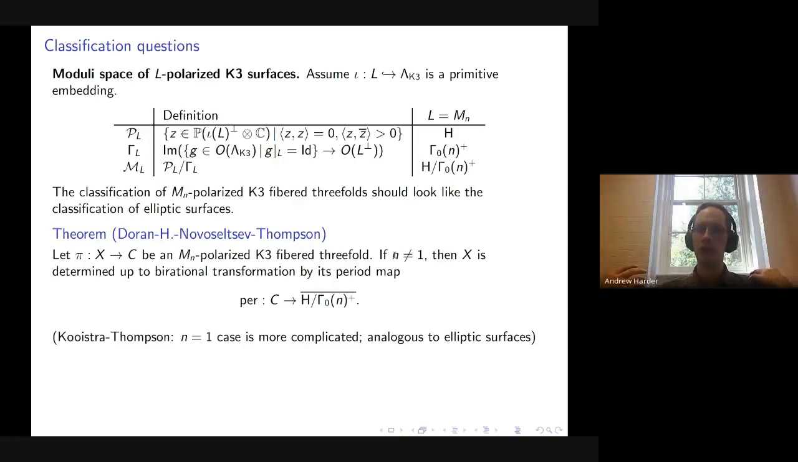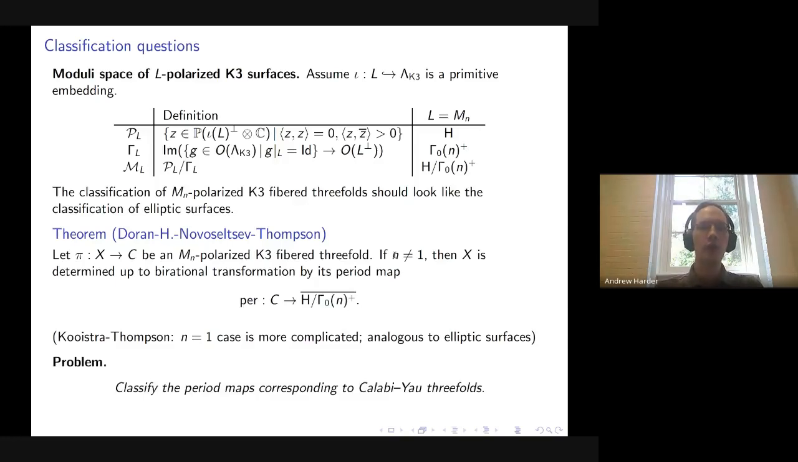So this was worked out by Doran and Thompson more recently. And they actually came up with this beautiful classification of M1 polarized K3 fibred threefolds, which is very closely related to the classification of elliptic surfaces. In that case, the K3 surfaces that they're dealing with are Hodge theoretically essentially the same as self-products of elliptic curves, so it's not really too surprising that you get an analogy with elliptic surfaces. It's essentially what you would expect.